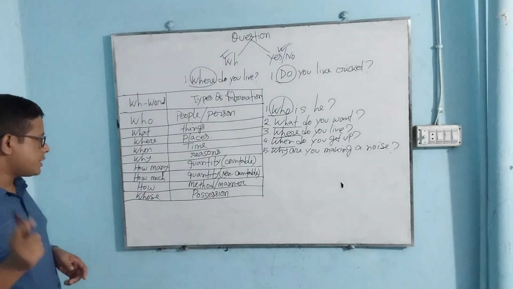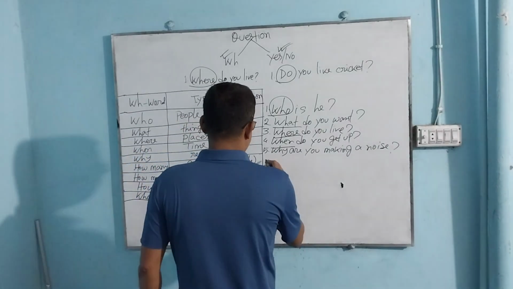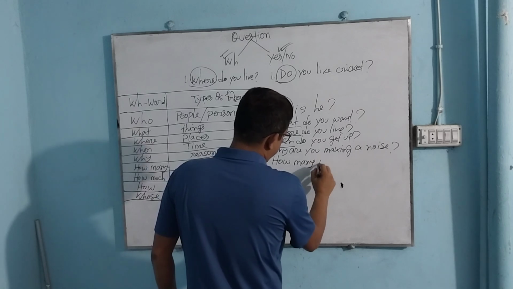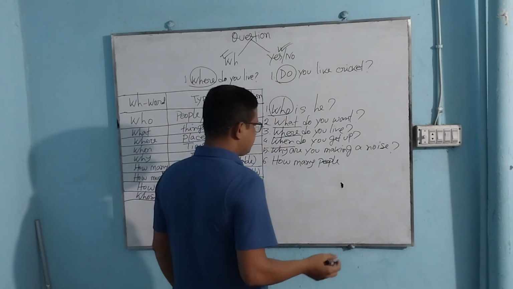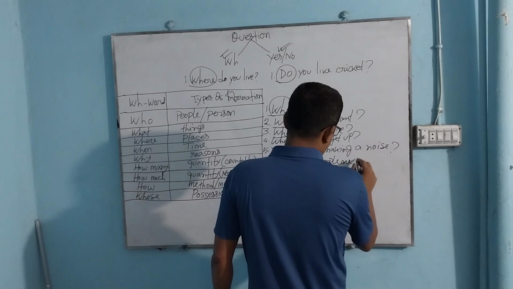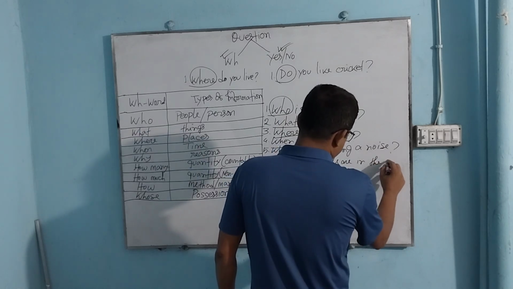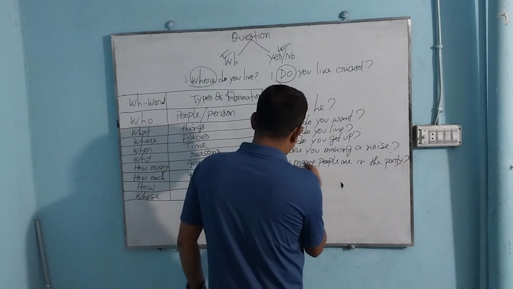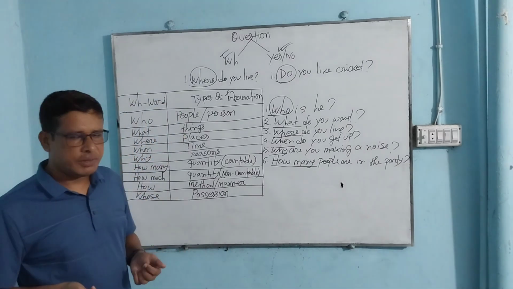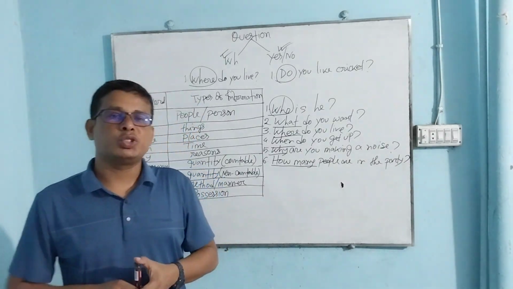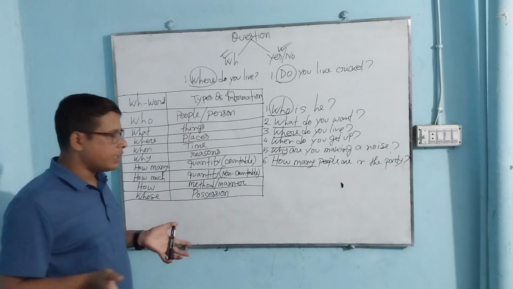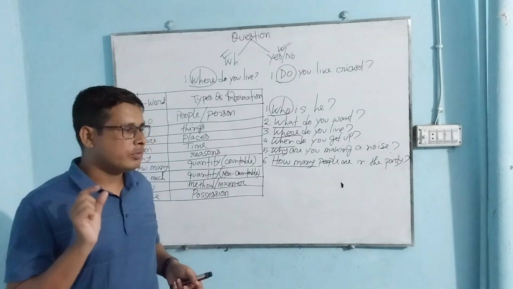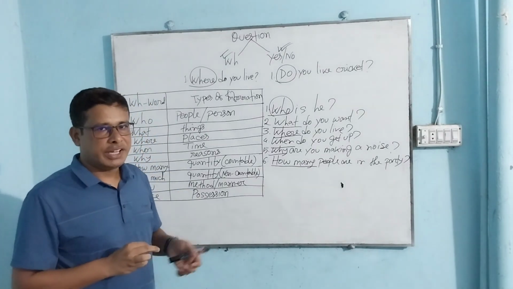such as, how many people are in the party? How many people are in the party? Party te কতজন লোক আছে? So we can say there are 100 people, there are 500 people, there are 1000 people, and so on. But we have to give a specific number in response to these questions.